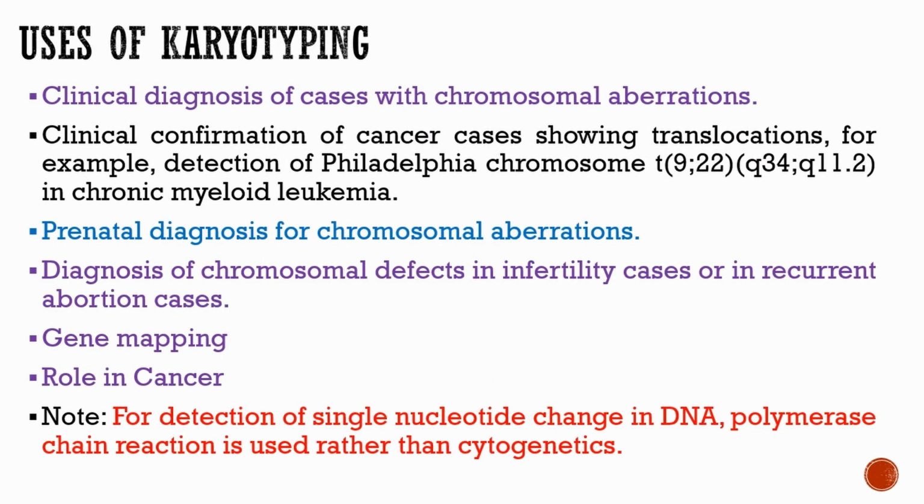Karyotyping is used in clinical diagnosis of cases with chromosomal aberrations, and clinical confirmation of cancer cases showing various translocations, for example, detection of the Philadelphia chromosome in chronic myeloid leukemia, prenatal diagnosis for chromosomal aberrations, diagnosis of chromosomal defects in infertility cases or in recurrent abortion, gene mapping, and various cancer cases. For detection of single nucleotide change in DNA, polymerase chain reaction is used rather than cytogenetics.